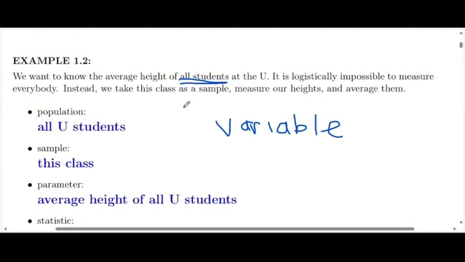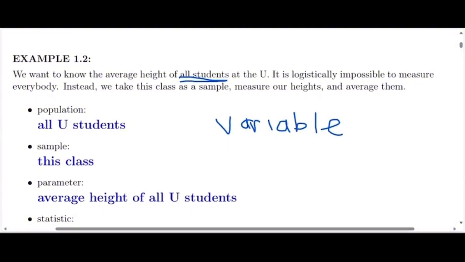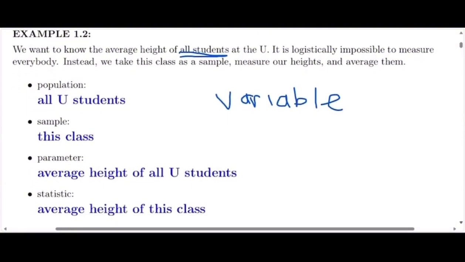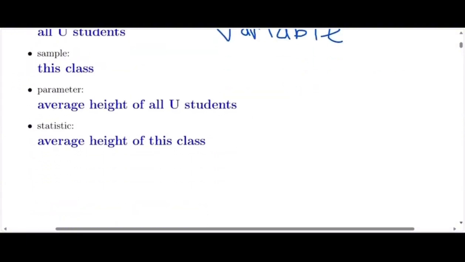Now, population will be all you students. Sample will be, I mentioned this class in the scenario, right? Will be this class. Does that make sense? Then parameter will be the average height of all you students. That is the parameter. Now, what will be the statistic? The statistic will be the average height of this class. Does that make sense to you now?